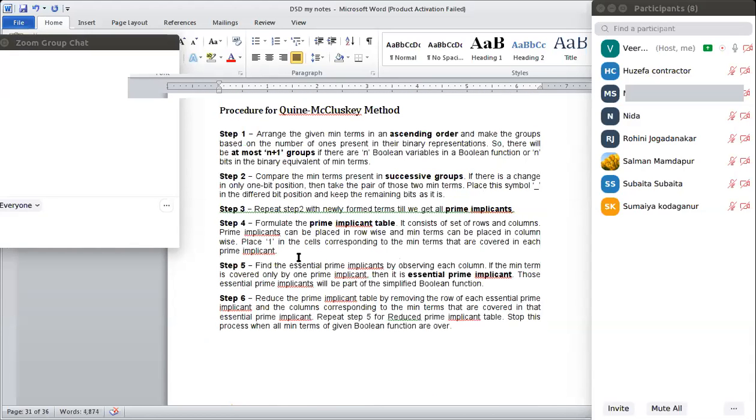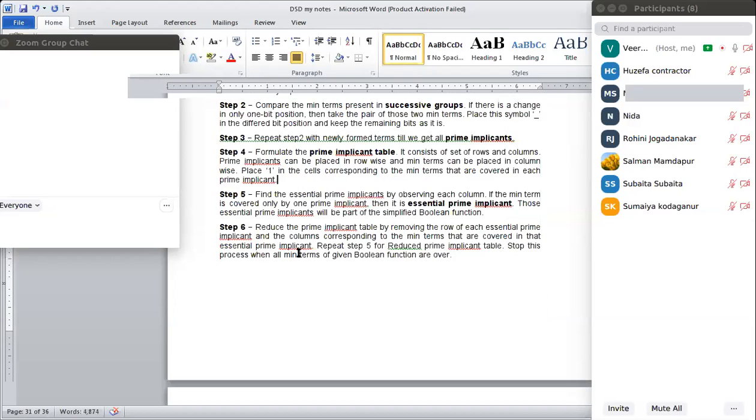What actually has been written? Now, find the essential prime implicants by observing each column. What is an essential prime implicant? Wherever there is only a single bit one, which cannot be grouped with some other one, that is an essential prime implicant. So by observing each column, we need to find the essential prime implicants, right?